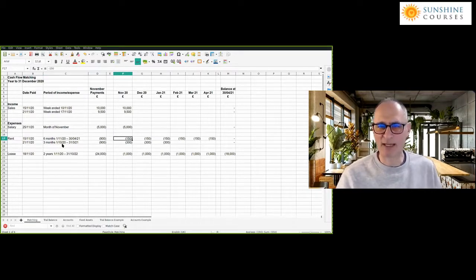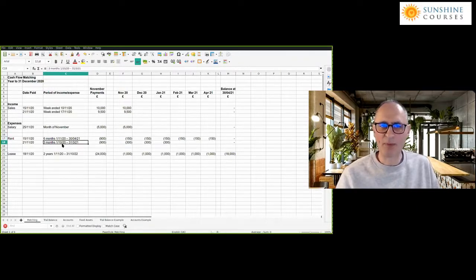And the way I would allocate this is the first £150 relates to the month of November, because if you look at the period that it relates to, it starts in November. And then we're going to apportion the £150 to each of the months through to the end of April.